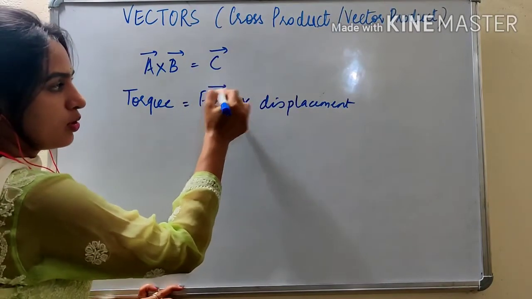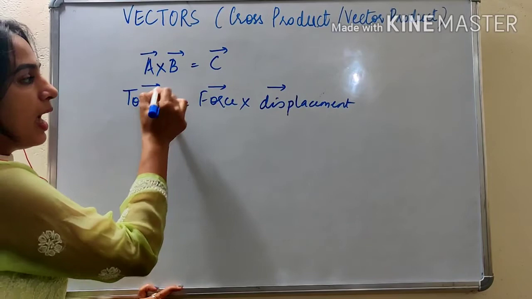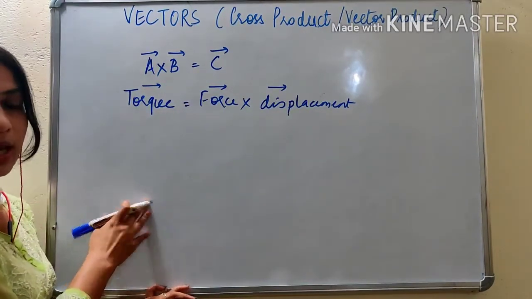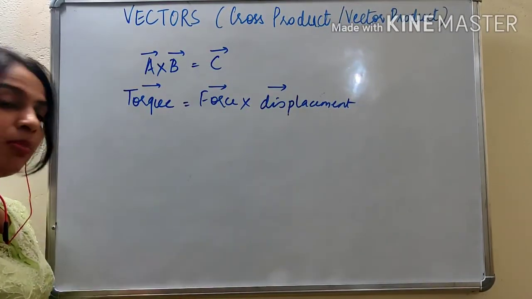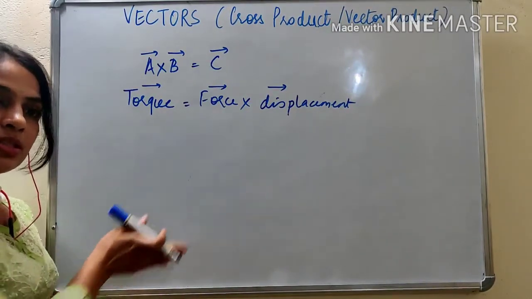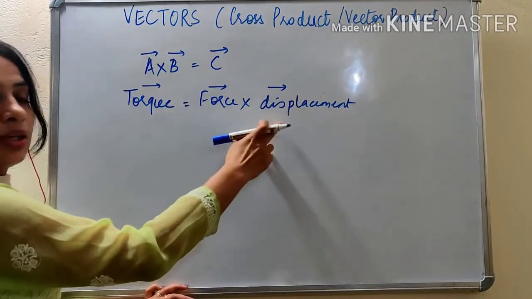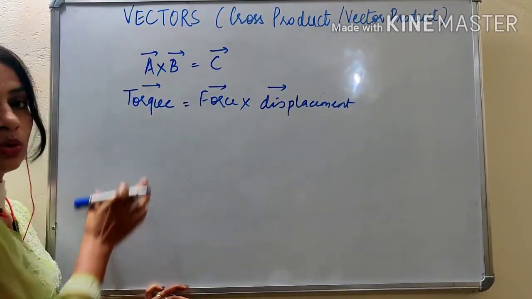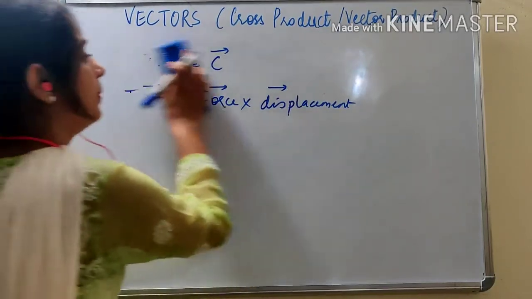So here force is also a vector quantity, displacement is also a vector quantity, and the resultant, which is the torque, is also a vector quantity. It has magnitude as well as direction. So depending upon the force and the displacement, whether the turning effect is this way or this way, that is important. So force into displacement is a vector product which gives you the resultant as a vector only, right? So this was an example.